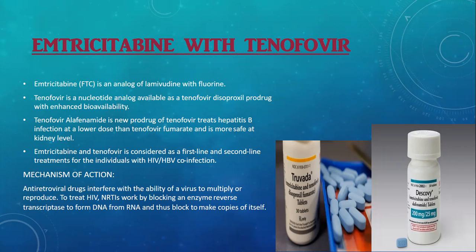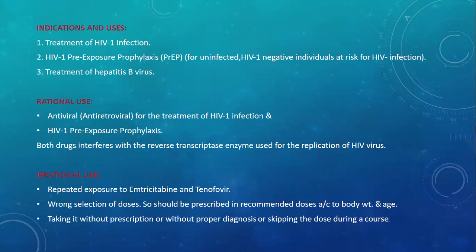Emtricitabine and Tenofovir is considered as the first line and second line treatment for individuals with HIV and hepatitis B virus co-infection. Now, what is the mechanism of action of the drugs? Antiretroviral drugs interfere with the ability of the virus to multiply and reproduce. The NRTIs work by blocking the enzyme reverse transcriptase from forming DNA from RNA. Now, DNA is not available to replicate, so it blocks the virus from making copies of itself.